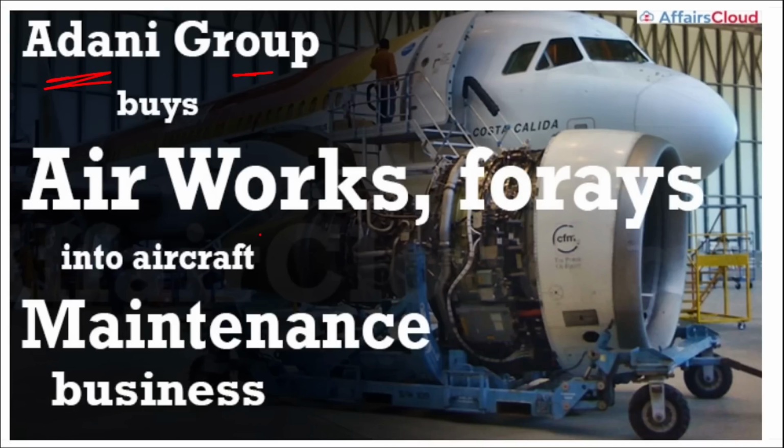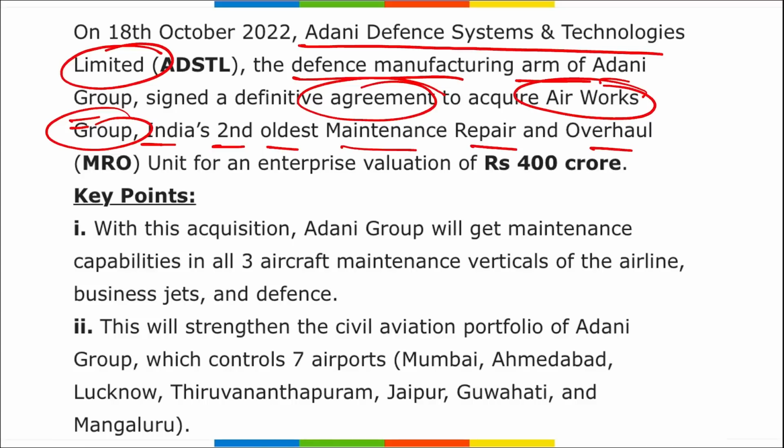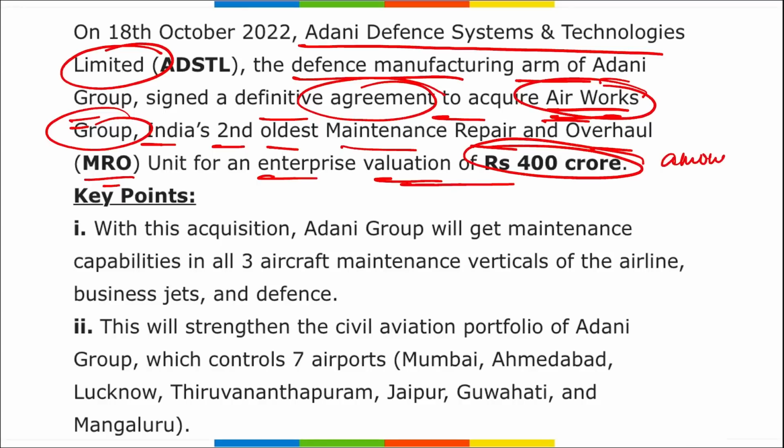Coming back, Adani Group has bought Airworks, getting into the aircraft maintenance business. Adani Defence Systems and Technologies Limited, that is the defence manufacturing arm of Adani Group, has signed an agreement to acquire Airworks Group, that is India's second oldest maintenance, repair and overhaul unit, for an enterprise valuation of 400 crore rupees. Adani Group bought them for how much amount? The amount you need to remember is 400 crore rupees. Highly important.